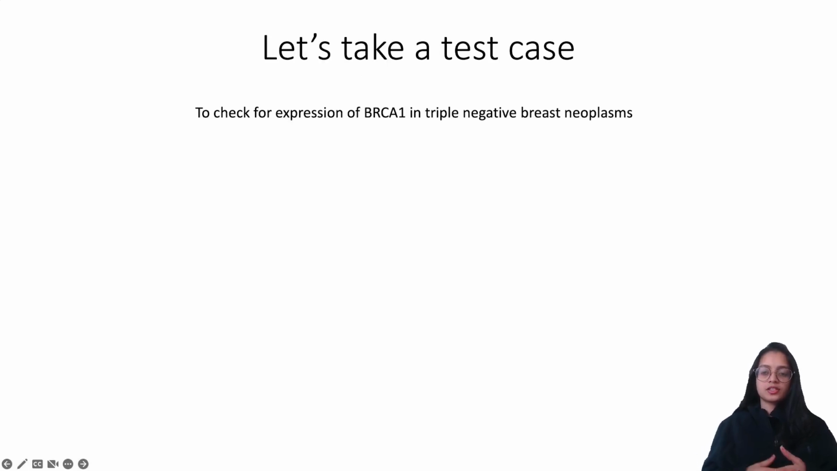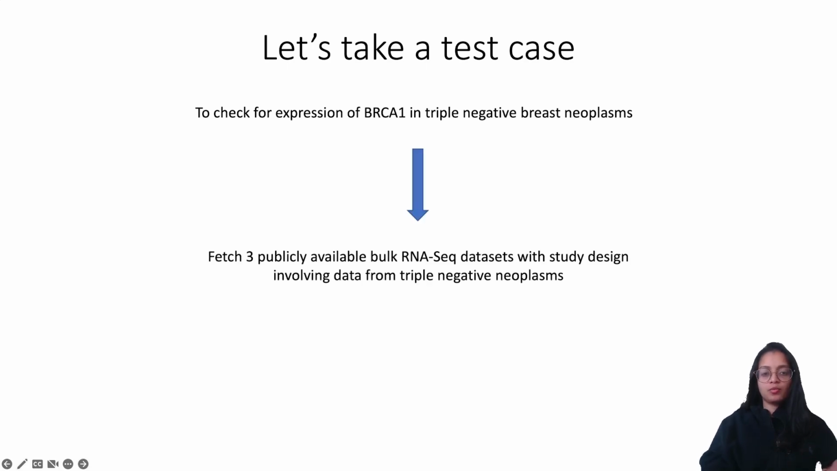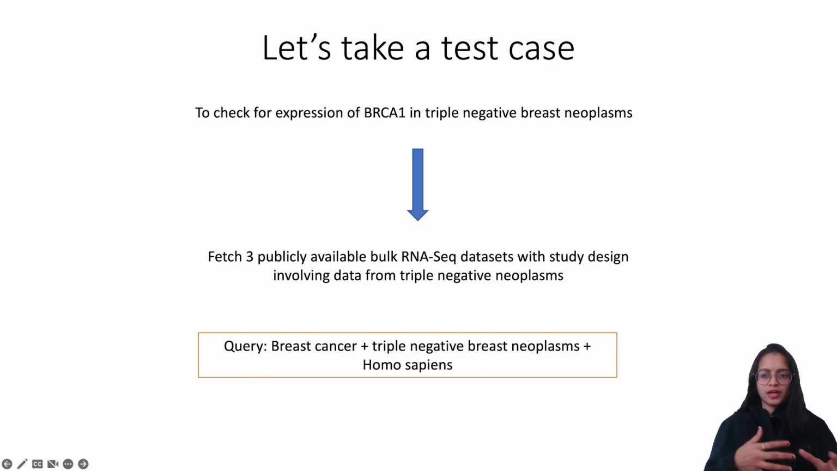So today I'm interested to check for expression of BRCA1 gene in triple negative breast neoplasms, and I want to fetch 3 publicly available bulk RNA sequencing datasets with study design involving data from triple negative neoplasms. My query would look something like this, which is a fairly simple and straightforward query. I will be using this query on both the OmixAtlas platform as well as on the NCBI GEO. And I want to make a comparison as to how many and how relevant datasets I'm able to retrieve using this query on both the platforms.